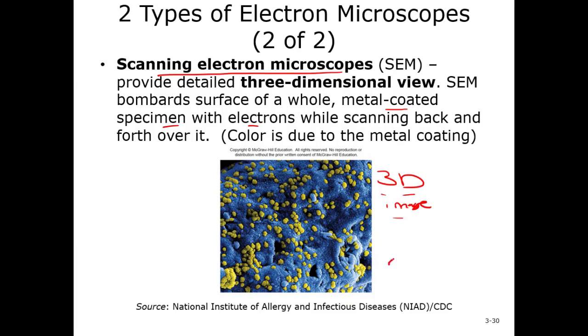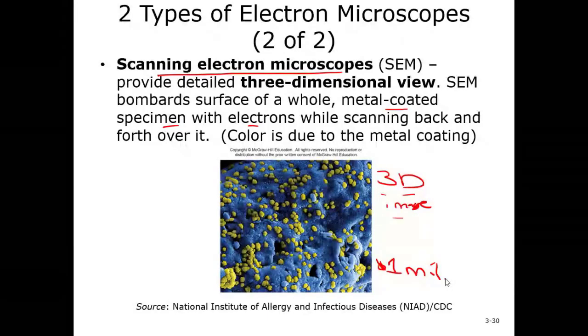Now, if you ever want to purchase an electron microscope, you can get a really good bargain. They cost about $1 million. That's the cheapest one I could find, $1 million to get an electron microscope. So these people who are studying viruses, this is not cheap, okay? You need this really special equipment.